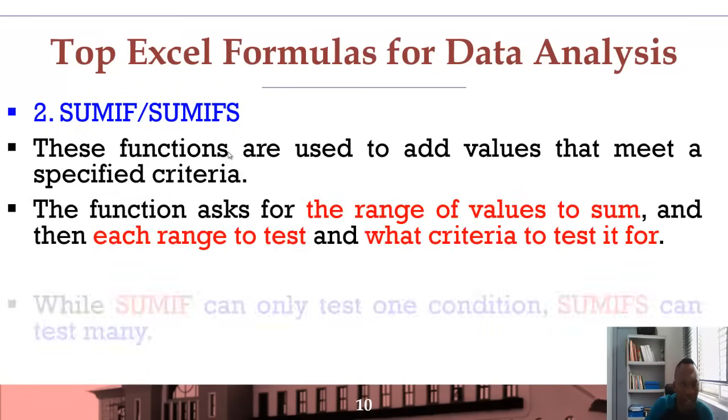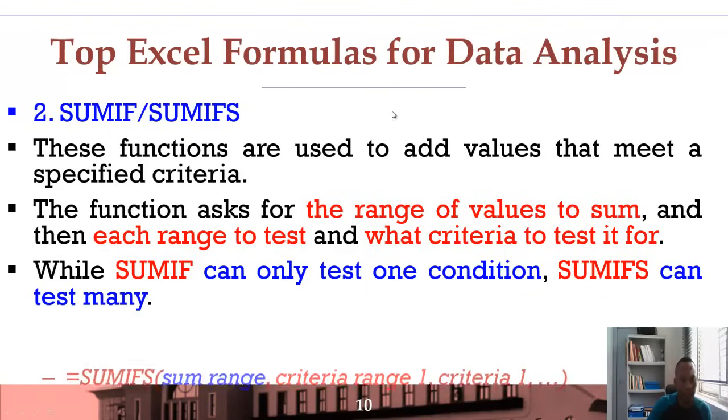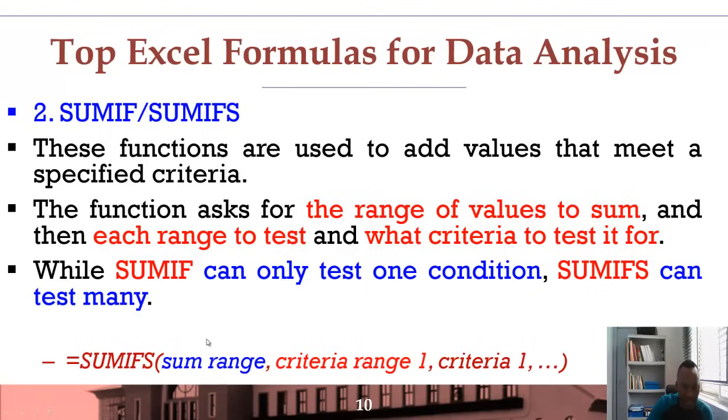So now let's see. While SUMIF can only test one condition, SUMIFS can be used to add the content of a cell if more than one condition is met. Now take a look at this. This is the syntax. In SUMIFS, you specify the sum range, that is the contents of a column to be added. Then you specify the criteria range.